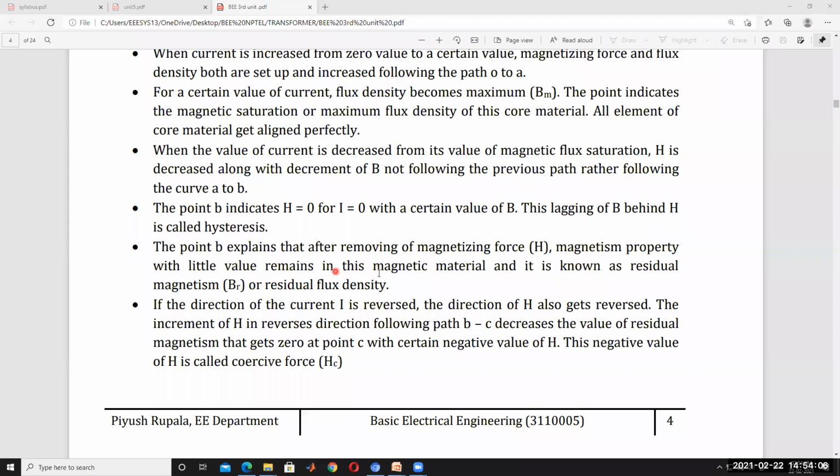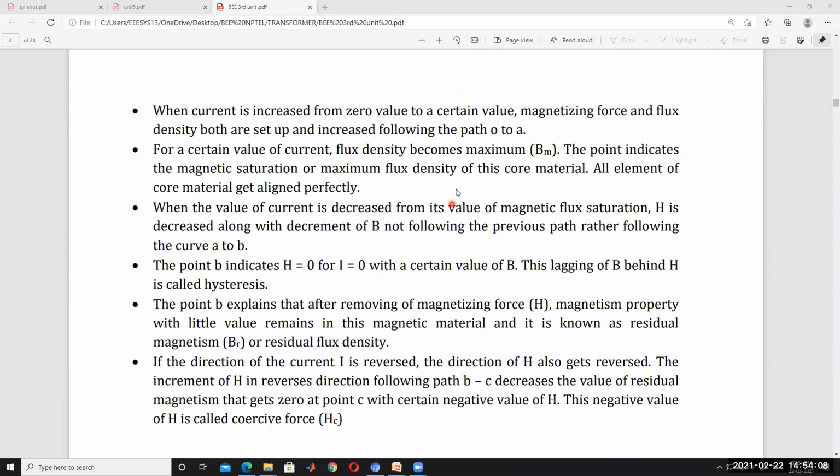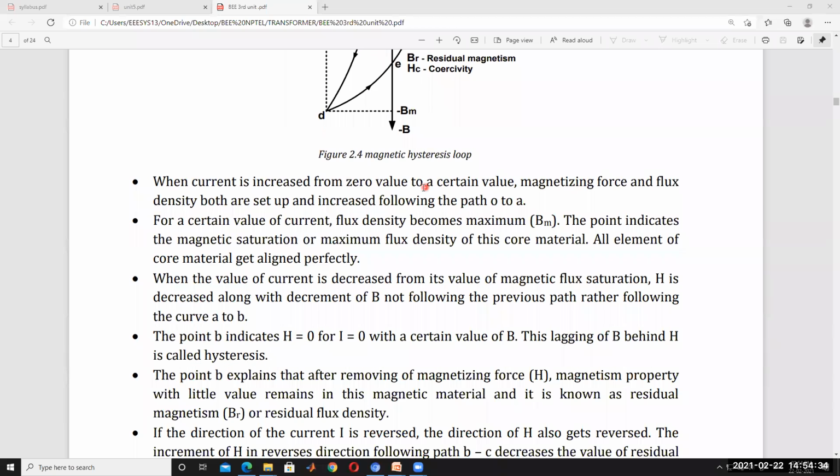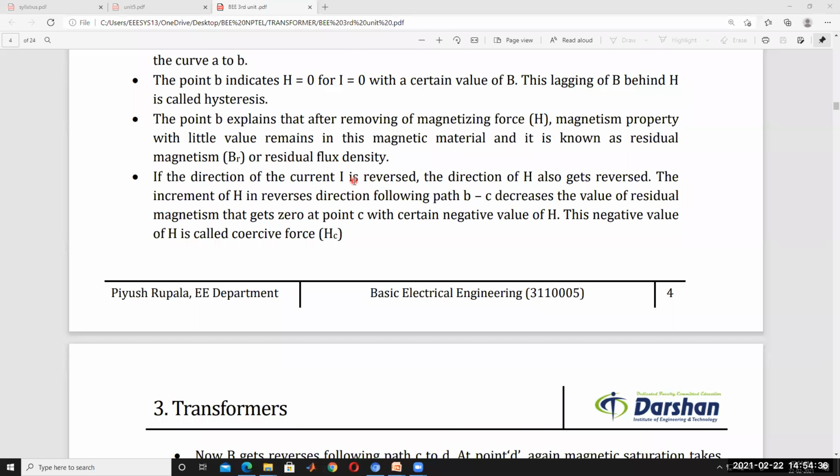Because of the residual flux density, even though the current decreases to 0, the magnetic flux density does not decrease to 0. That means even if you decrease the current to 0 on the transformer core, the voltage cannot decrease to 0, because magnetic flux density is proportional to voltage E. So even though the current is 0, the voltage in the core is not 0. That is the main concept of the transformer core.